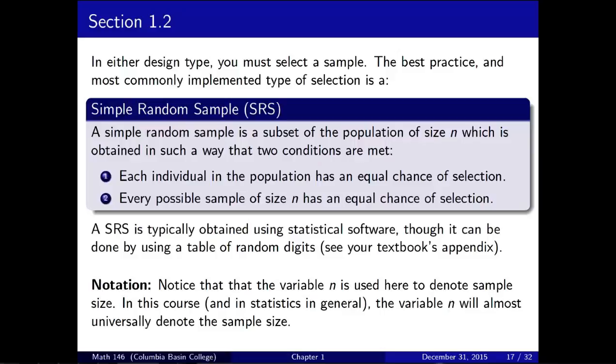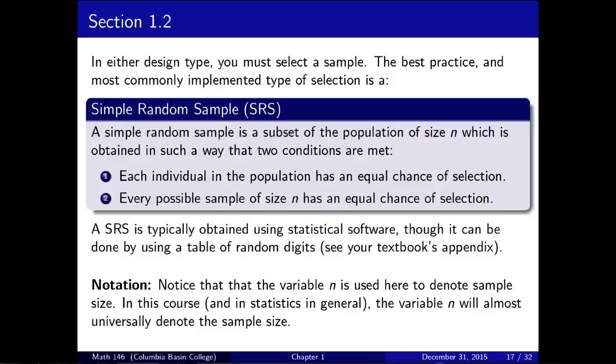In either way you design your study, whether observational or experimental, at some point you have to take a sample. You can't look at every woman or every man. You have to pick a sample, and one of the keys to collecting a sample is that there has to be randomness in the way you collect it. Now, randomness in statistics does not mean the same thing that randomness means colloquially. A simple random sample is a very specific type of sample, outlined here.